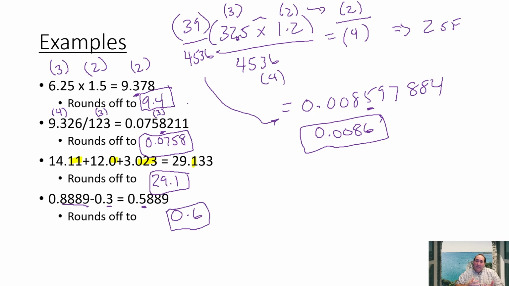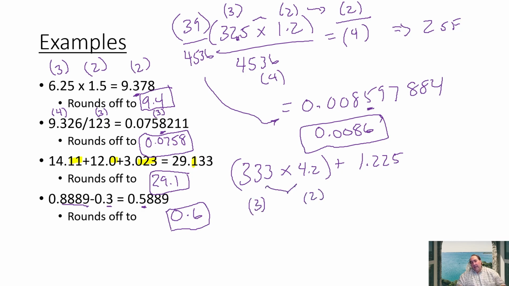Even if you're doing multiplying and then maybe adding. So if you had something like 333 times 4.2, and then you're going to add it to 1.225. So here we would do this first. This is 3 significant figures. That is 2 significant figures. So 333 times 4.2 is going to give us 1398.6 plus 1.225. Technically speaking, this should end right about there.